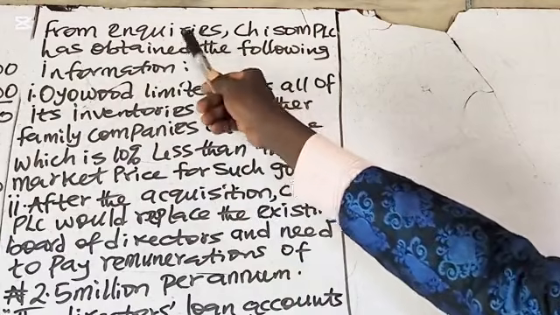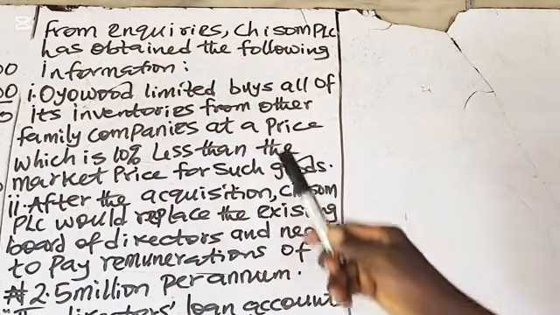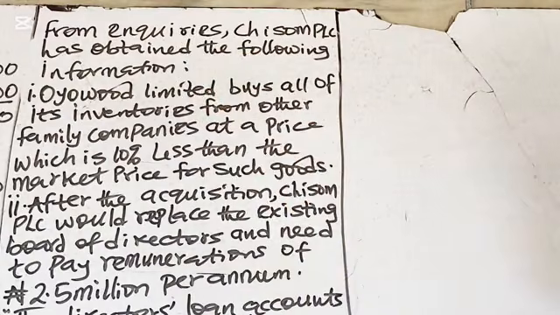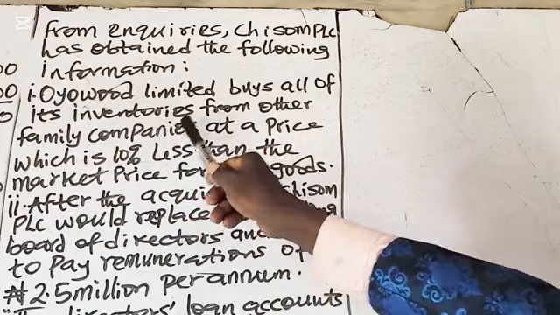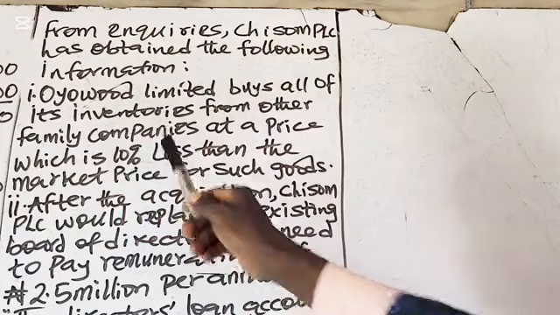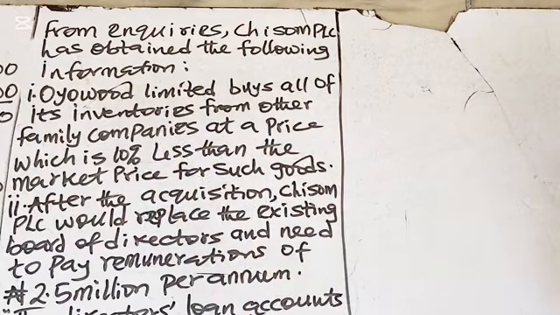From enquiries, Shison PLC has obtained the following information. Note 1: Oyowood Limited buys all of its inventories from other family companies at a price which is 10% less than the market price for such goods. Note 2: After the acquisition, Shison PLC will replace the existing board of directors and need to pay remuneration of 2.5 million naira per annum.